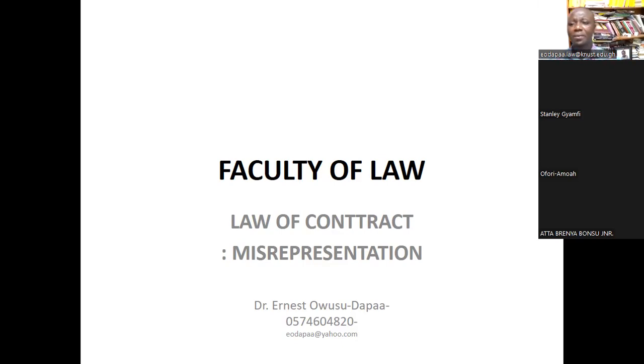And finally, we also talk about unilateral mistake. A unilateral mistake, as the term itself suggests, is where only one party is mistaken regarding the contract, and usually it is in relation to the identity of the other contracting party.